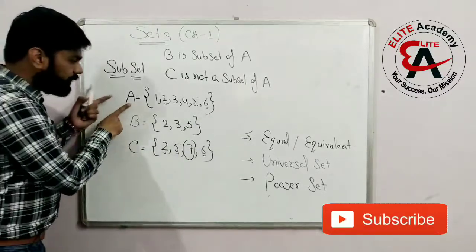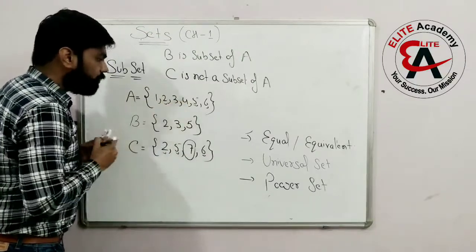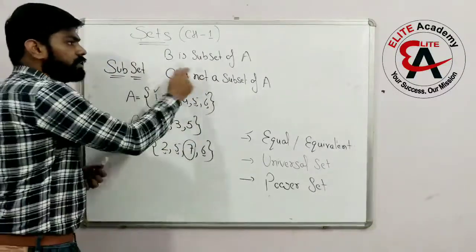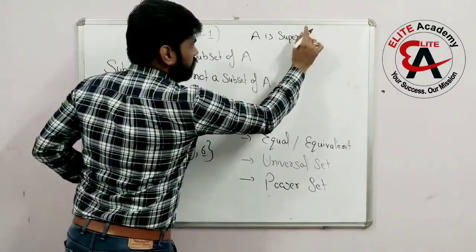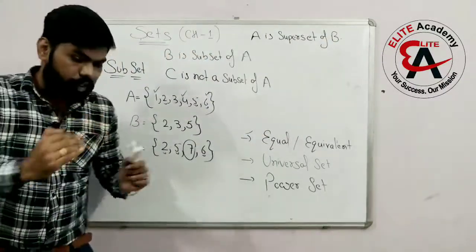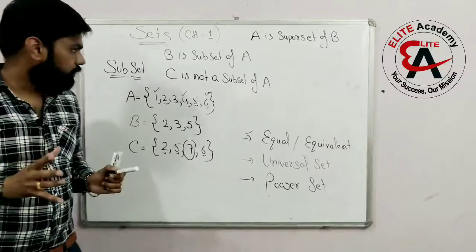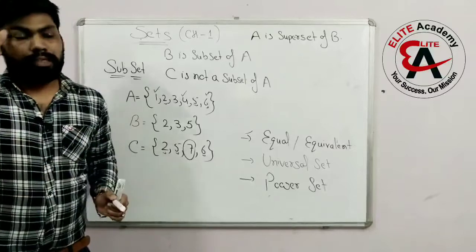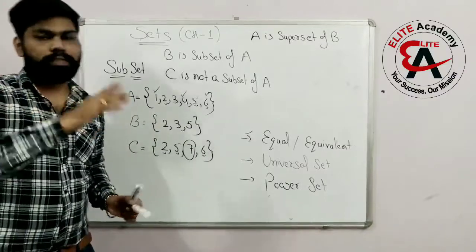Understand? If I talk about this one, it has the elements that are in B, 2, 3 and 5, but it has some additional elements, 1, 4, 6 with that. So I can say if B is a subset of A, then A is a superset of B. Is that clear or not? So if A is a subset of B, then B is the superset of A. So is it clear what is the meaning of subset and what is the meaning of superset? The set that contains the part is called the superset.